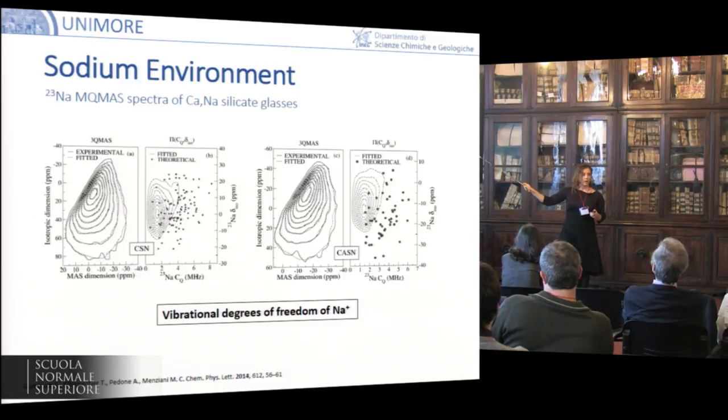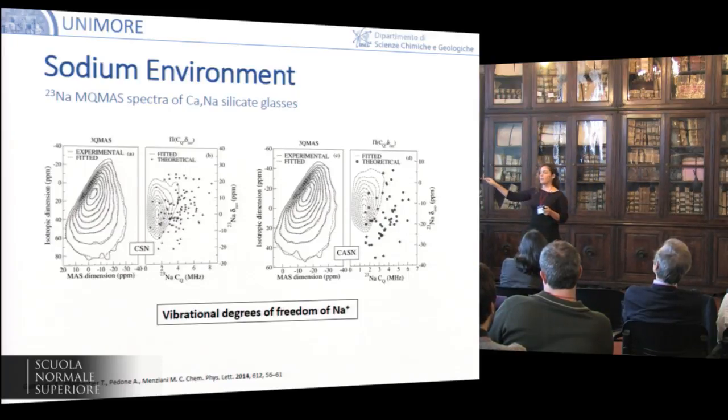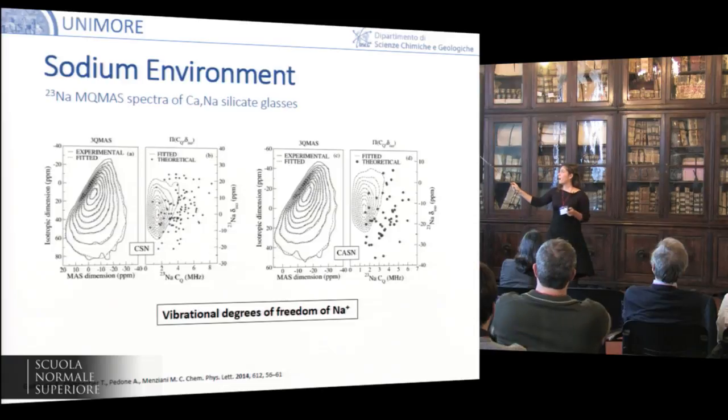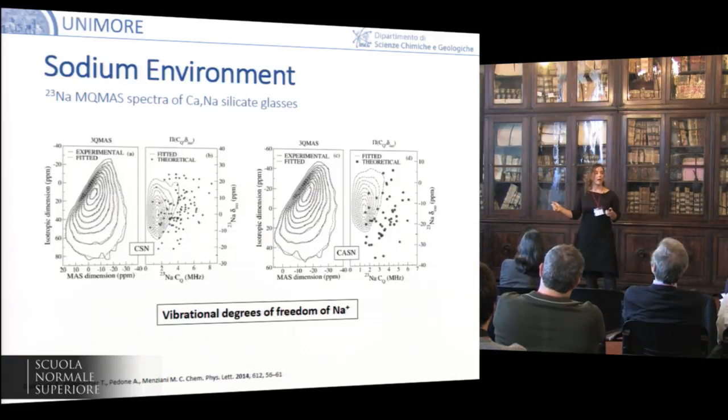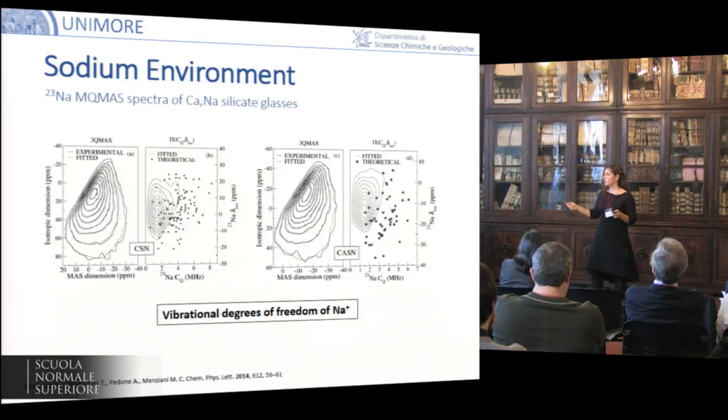In past work on silicate glasses, where DFT calculations were performed on MD-derived models, the scientists hypothesized that this disagreement was due to the vibrational degrees of freedom of sodium at 300 Kelvin, which is the temperature at which these spectra are collected, more or less, while DFT calculations are basically at 0 Kelvin, and so they cannot take into account the vibrational degrees of freedom of sodium. And this is why we have the disagreement.